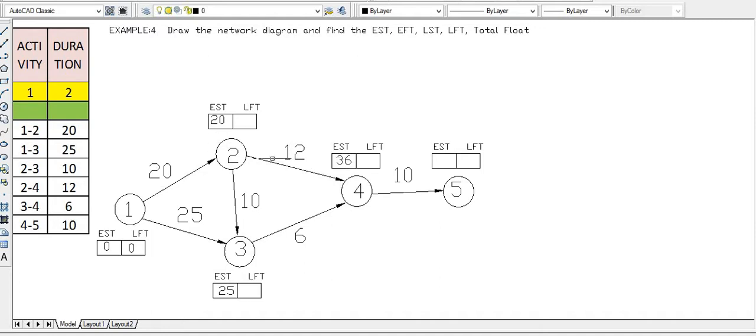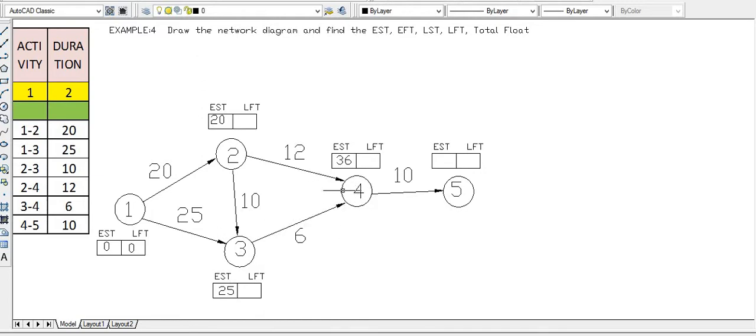From the first route we got the value 32. From the second route we calculated 36. From the third route we got 31. So out of these three values, the maximum value is 36. Therefore we are taking 36 as the maximum EST, earlier start time. So to calculate the earlier start time, one thing to keep in mind: we have to take the maximum value in the forward direction, where the arrows meet. Here for this fourth node, we have these arrows.